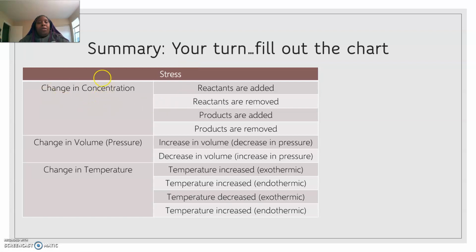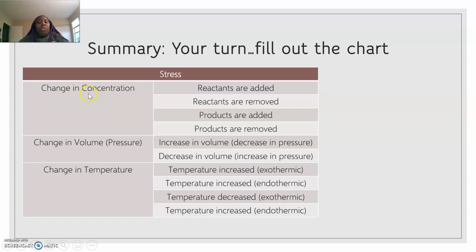All right, so I'm going to go through what the answers of these are. So here's the deal. We have essentially 3 stressors that you need to fill out a chart for, right? Because if you remember, the fourth one is a catalyst, and a catalyst has nothing to do with equilibrium, it just speeds up the reaction. So what I want to go through first are the changes in concentration.